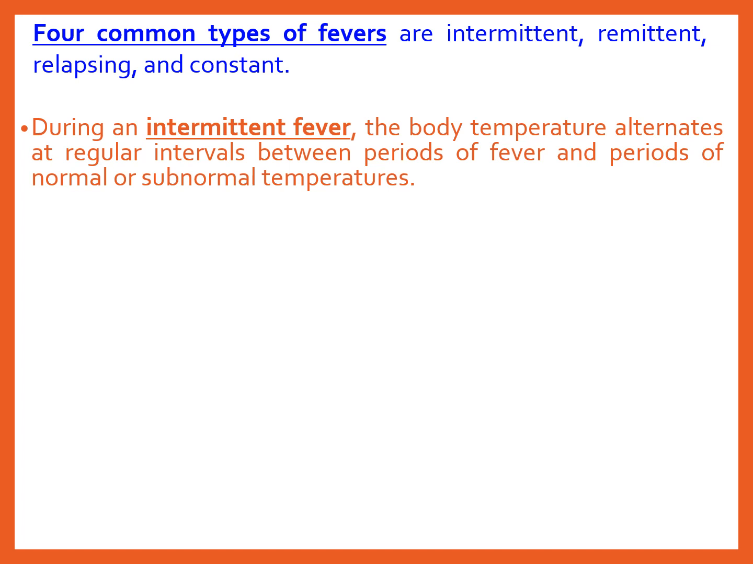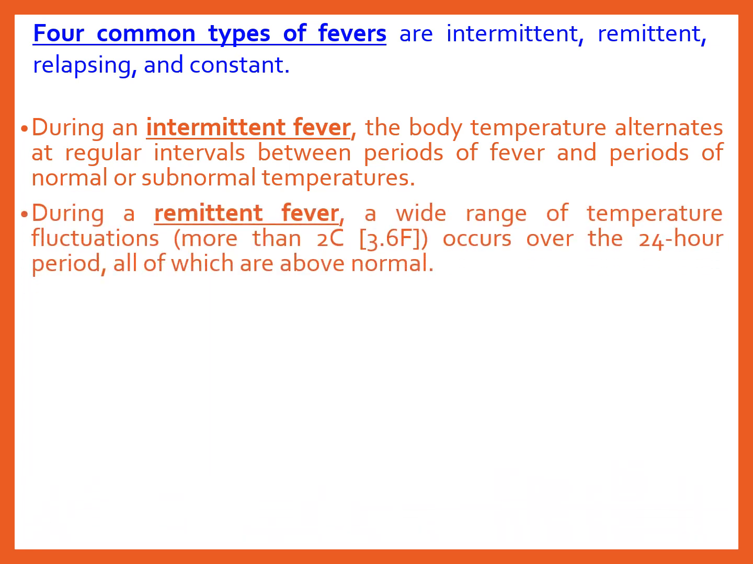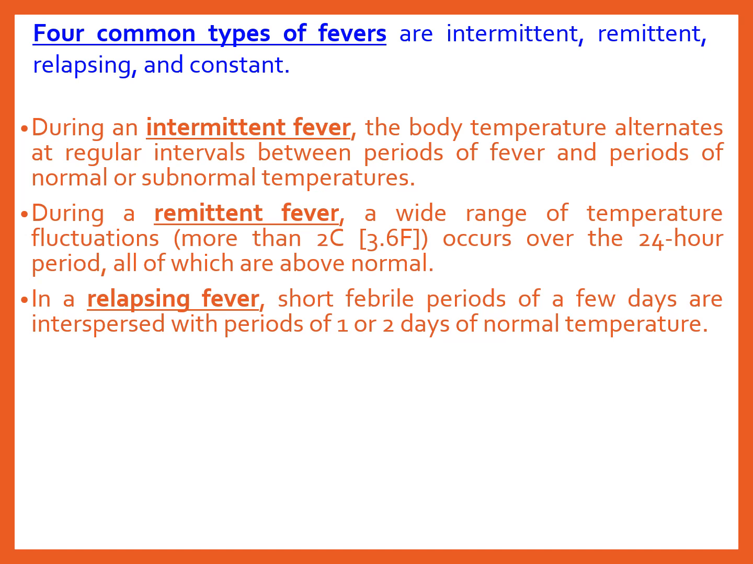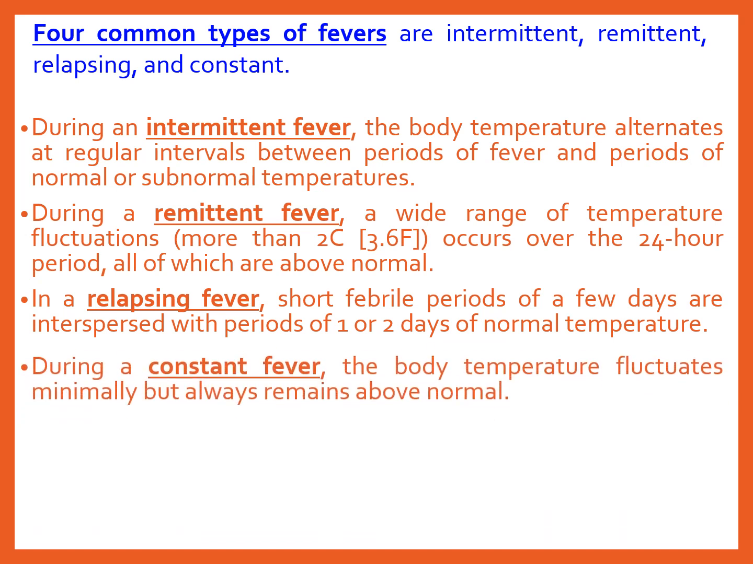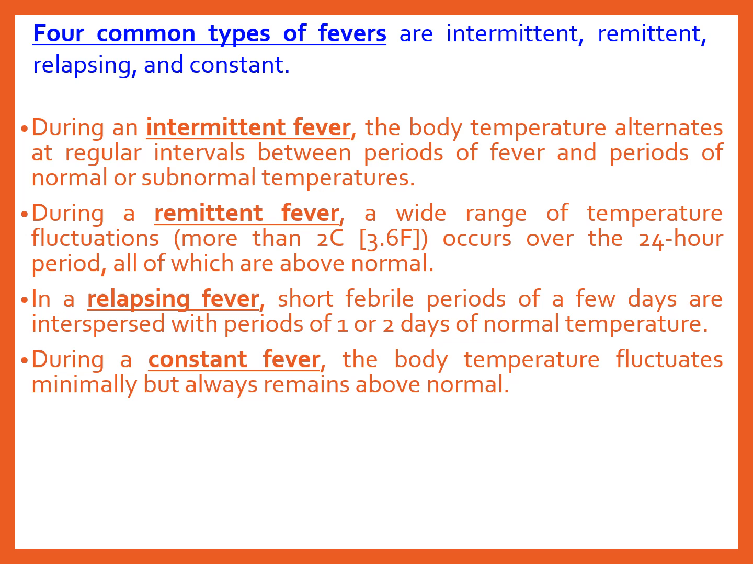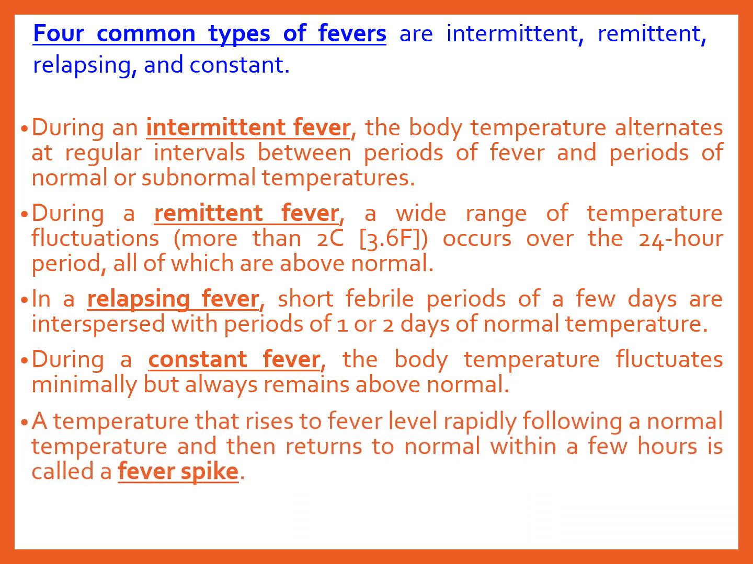The four common types of fever are intermittent, remittent, relapsing, and constant. During an intermittent fever, the body temperature alternates at regular intervals between periods of fever and periods of normal or subnormal temperatures. During a remittent fever, a wide range of temperature fluctuations, more than 2 degrees Celsius, occurs over the 24-hour period, all of which are above normal. In a relapsing fever, short febrile periods of a few days are interspersed with periods of 1 or 2 days of normal temperature. During a constant fever, the body temperature fluctuates minimally but always remains above normal.